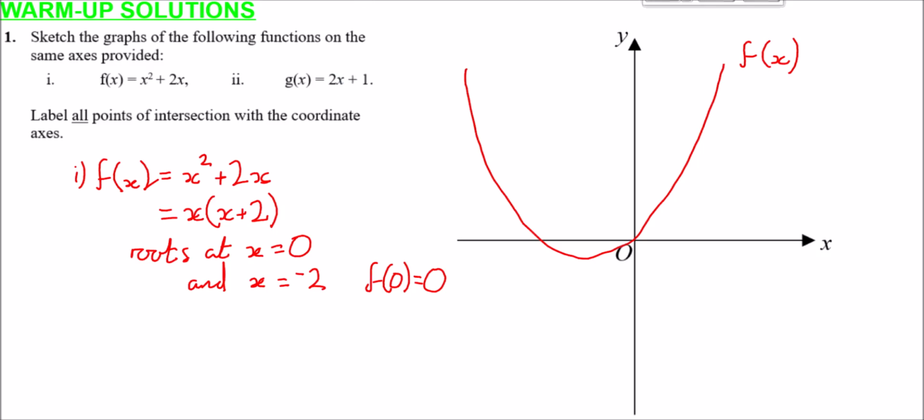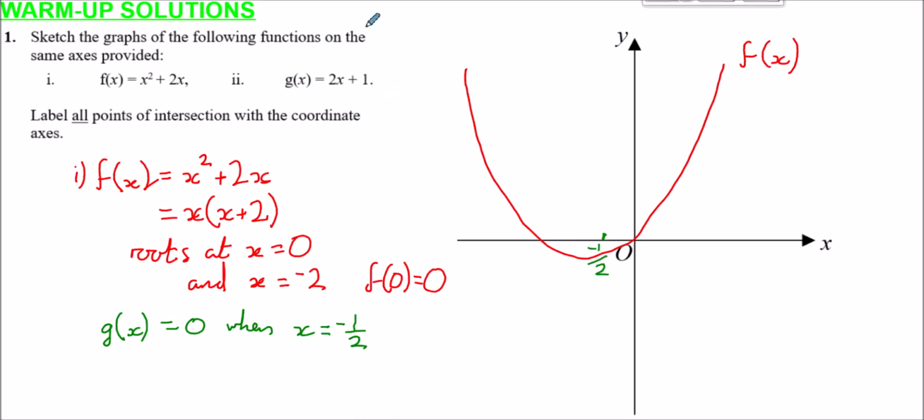So this one here, g of x, equals 0 when x equals minus a half. You can see this easily enough. If you wrote an equation, 0 equals 2x plus 1, subtract 1 from both sides and halve. It has a root when x is minus a half. Okay, so it's going to cross the axis about there. So that's minus a half.